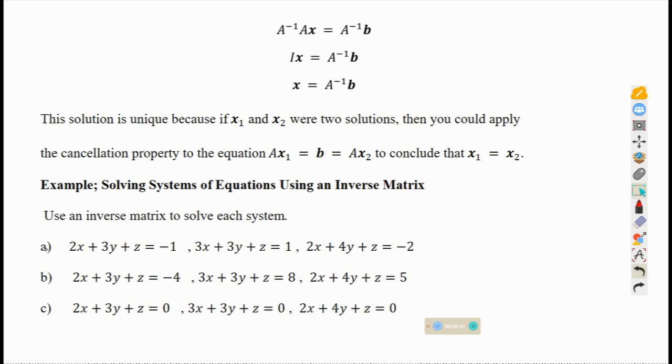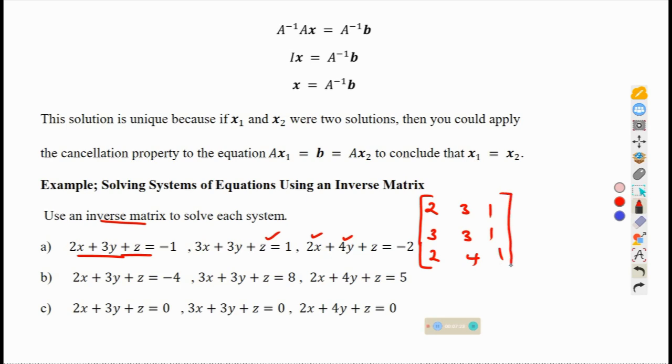So we shall begin with part A. The question says to use an inverse matrix to solve each of these systems. We have three equations here, and we can place them in matrix form. So in matrix form, this will be 2, 3, 1, then the next equation 3, 3, 1. We are taking the coefficients of these equations. Then the next will be 2, 4, 1. That is what we are having.